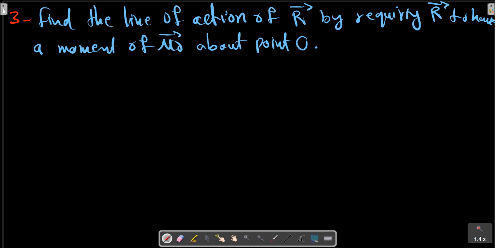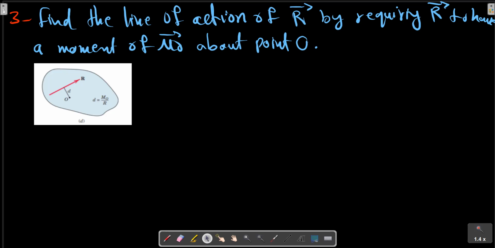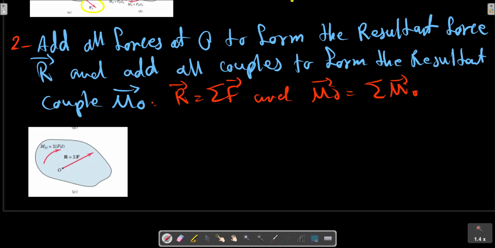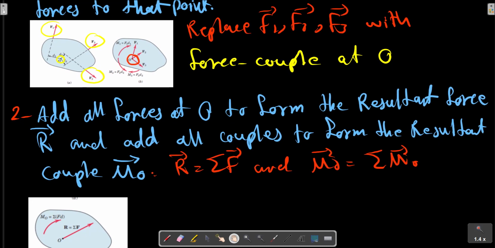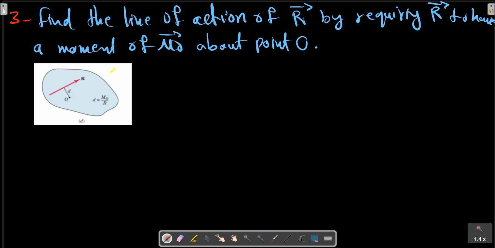Consider this picture for this stage. Note that the force system of this figure is equivalent to the previous system of forces as shown here. This equals this picture.